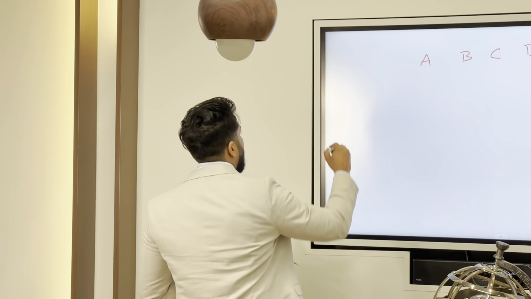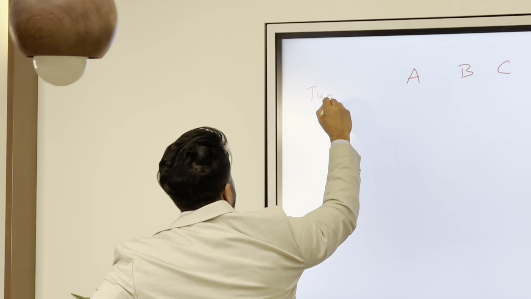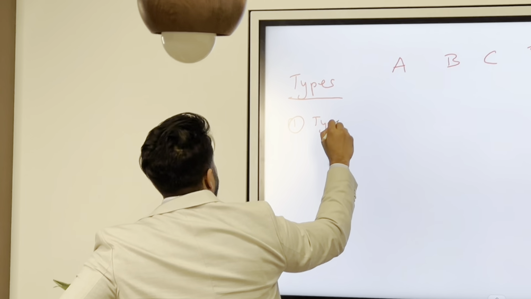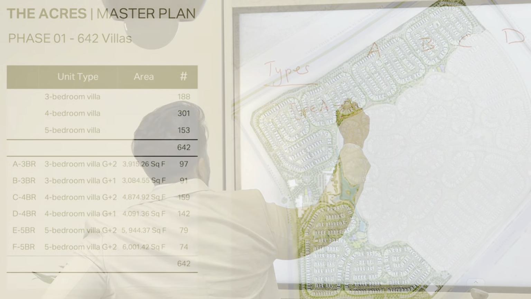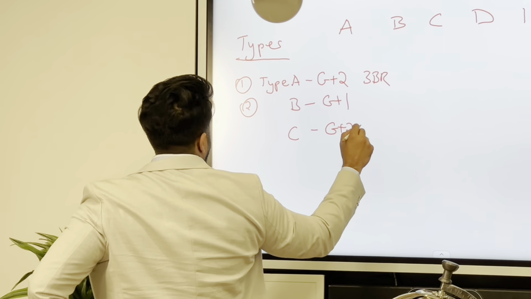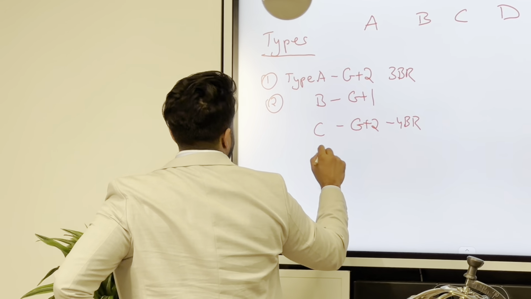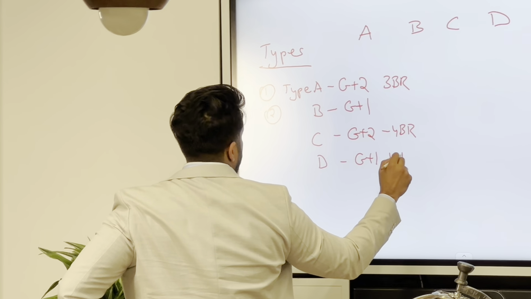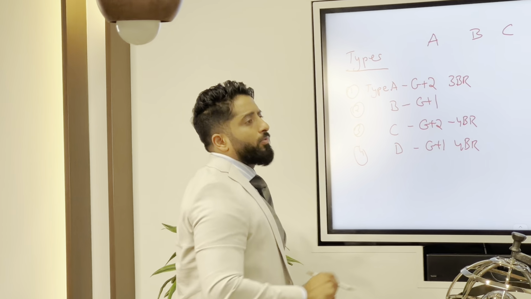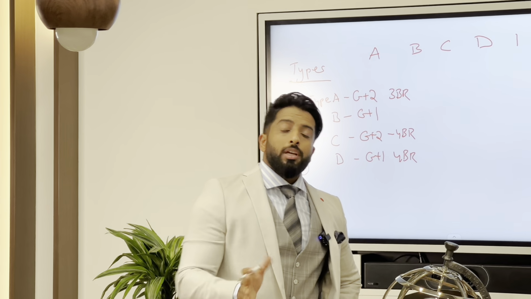The second thing to understand for Acres is what are the types of properties. You have a type A, which is a G plus 2 3-bed. Then you have a type B, which is a G plus 1. Then a type C, which is a G plus 2 4-bed. You have a type D, which is a G plus 1 4-bed. I'm not getting into 5 beds because the market dynamics change for a 5-bed.